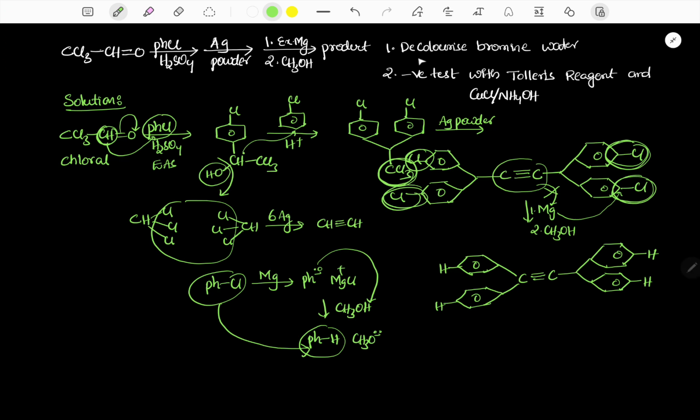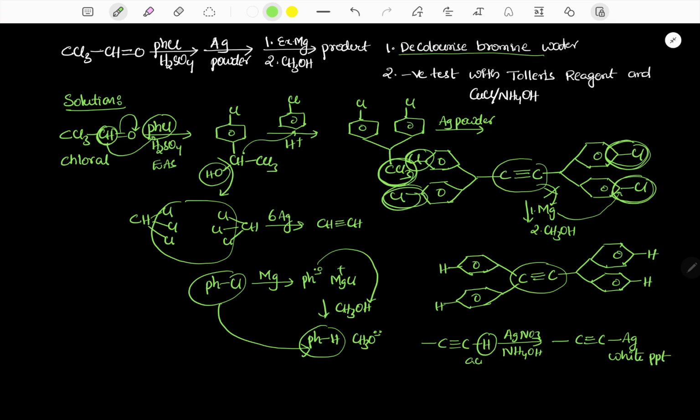Now what about the remaining information? It decolorizes bromine water. Yes, because alkynes decolorize bromine water. Negative test with the Tollens reagent and CuCl NH4OH. We know that if the alkyne is terminal, when it is treated with AgNO3 and NH4OH, Tollens reagent, the acidic proton is replaced by Ag, and it is a white precipitate.